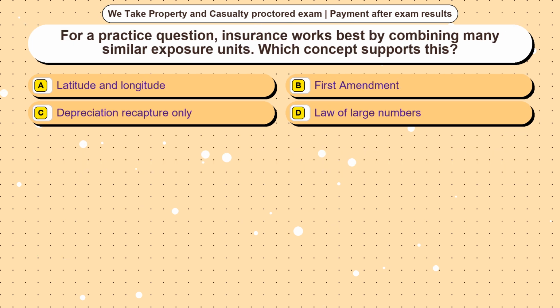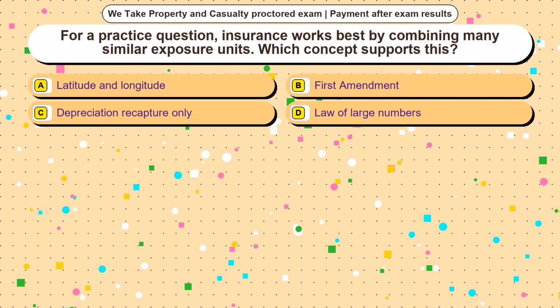Question 15. For a practice question, insurance works best by combining many similar exposure units. Which concept supports this? Option A, latitude and longitude. Option B, First Amendment. Option C, depreciation recapture only. Option D, the law of large numbers. The correct answer is option.